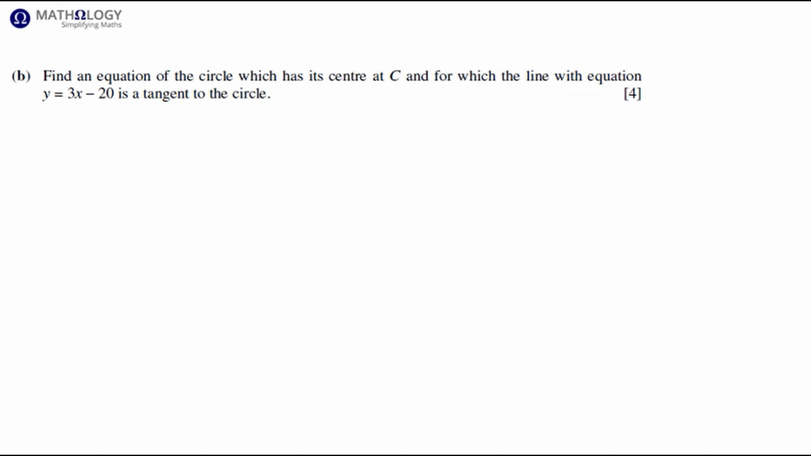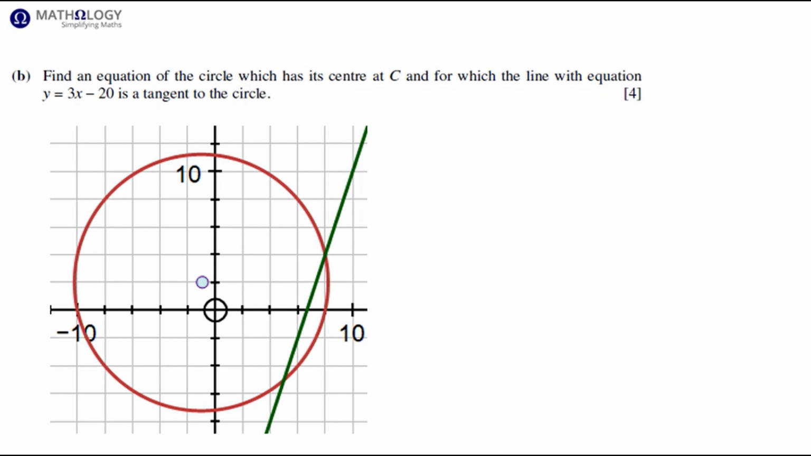Next, we're required to find the equation of the circle that has the center being point C, and for which the line y equals 3x minus 20 is a tangent to the circle. So let's just look at this again. We have the circle, and we have the straight line, y equals 3x minus 20.